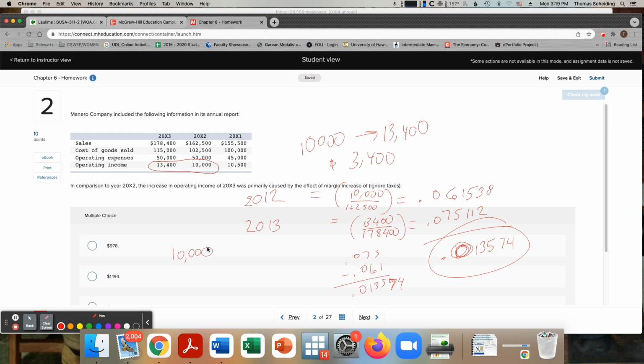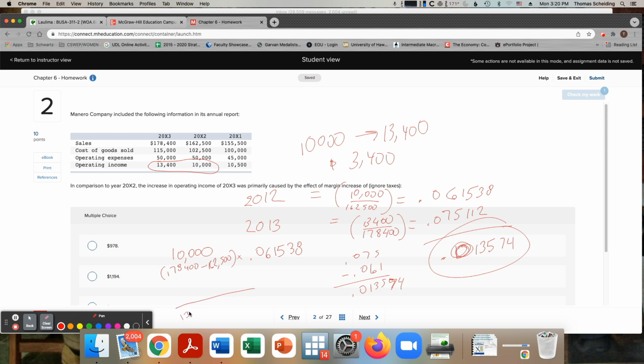in 20x2, 10,000. And I need to take into account two effects. There are two things affecting the increase in the operating income. One is the fact that I'm selling more, so I've got sales growth, but also the fact that my operating margin is increasing. So how much is it increasing by? That would be the 178,400 minus the 162,500 times 0.061538. So that's going to be the effect of my sales growth.